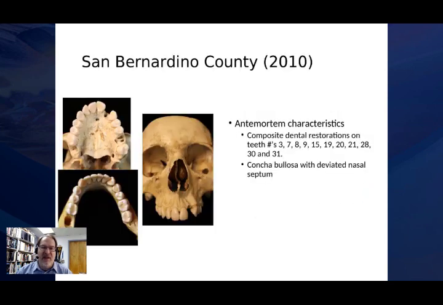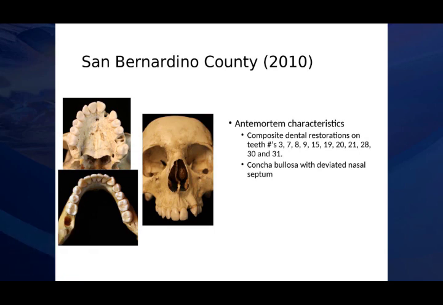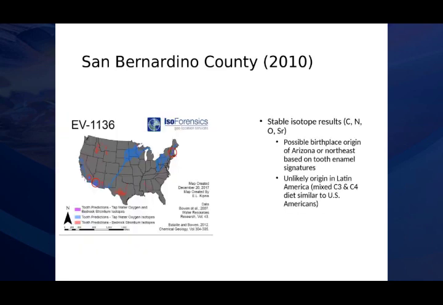And this individual had a lot of very high quality dental work. So they had composite restorations in multiple teeth, suggesting that this was not someone who likely was homeless or transient. They also had a deviated nasal septum with a growth in the left side of the nasal aperture that's often referred to as a concha bullosa. So this is a potentially identifying characteristic of this individual.